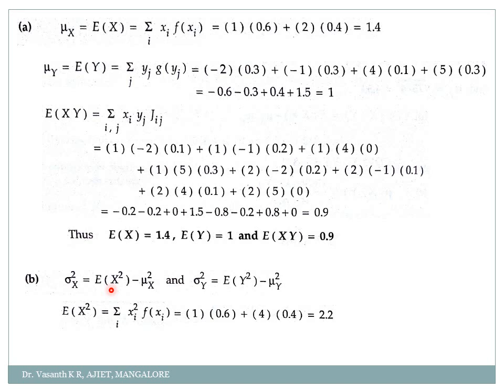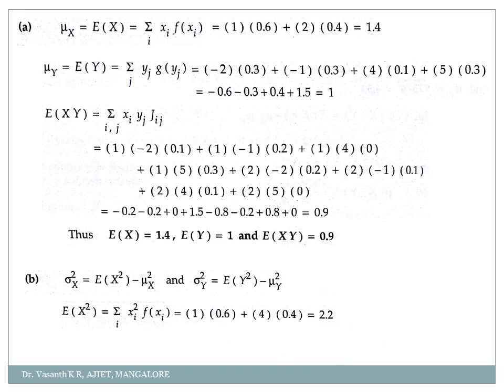So standard deviation is simply sigma x. Notation is sigma x. But how to get standard deviation? It is root of variance. Variance means sigma x square. So it is simply expectation of x square minus expectation of x the whole square. So expectation of x square, how will I calculate? If expectation of x is xi into f of xi, expectation of x square will be x square into f of x. So it is like 1 square into 0.6 plus 2 square into 0.4. I will get 2.2.